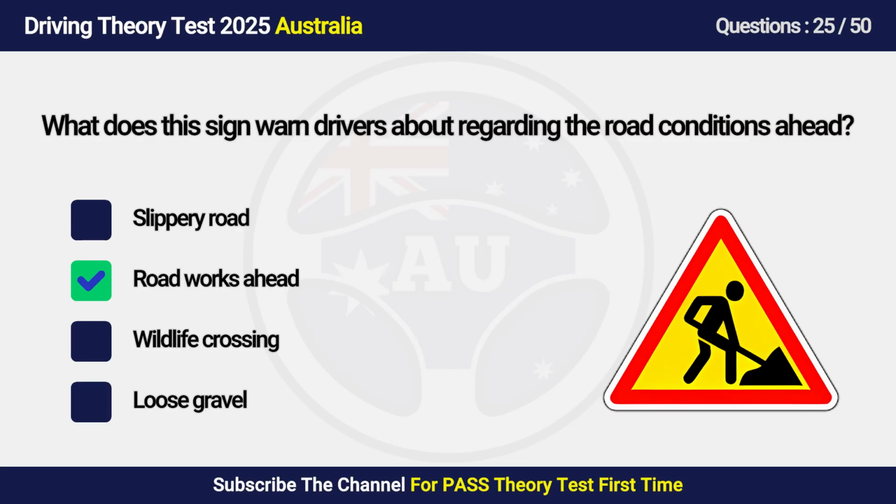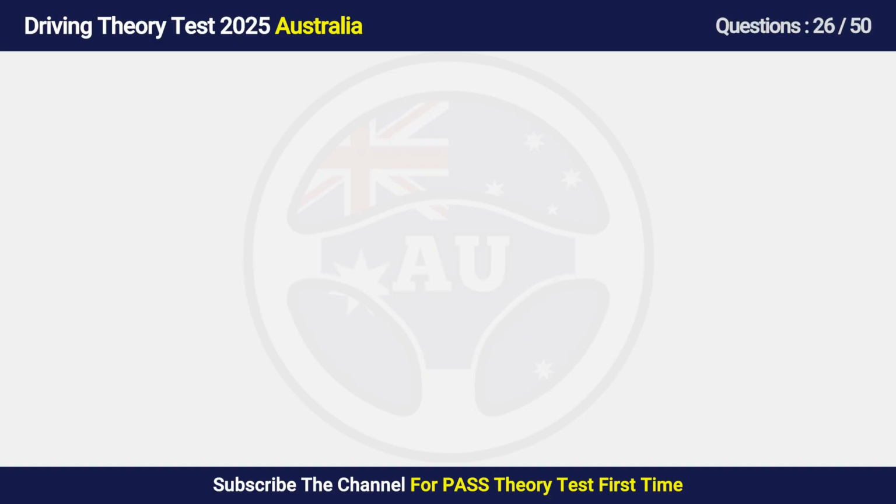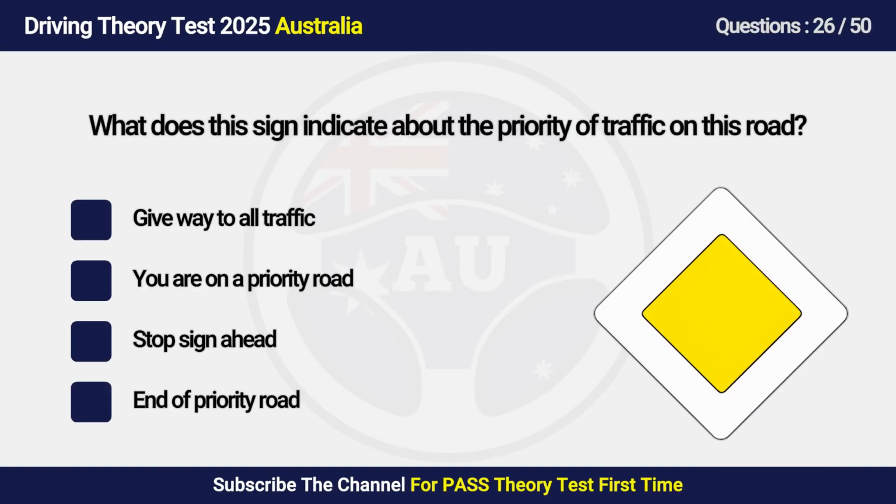Answer is B. Road works ahead. This sign indicates that there are road works ahead. Drivers should reduce speed, be alert for workers, changed road layouts, and temporary hazards. Question 26. What does this sign indicate about the priority of traffic on this road? A. Give way to all traffic. B. You are on a priority road. C. Stop sign ahead. D. End of priority road.